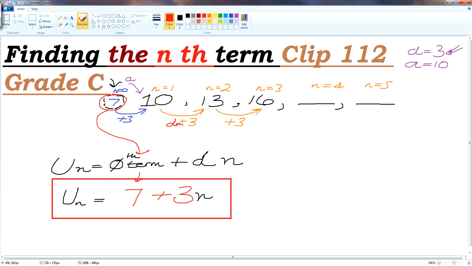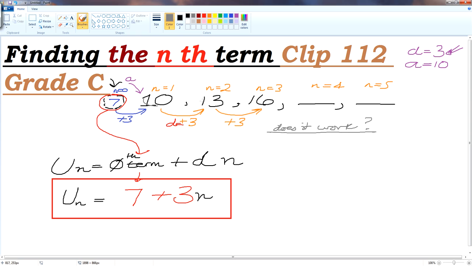Now, once we've got our general nth term, what we need to do is test it. Does it work? For example, let's have a go. What's the first term in our pattern? The first term is 10. 7 is our 0th term, remember that. So our first term is 10.